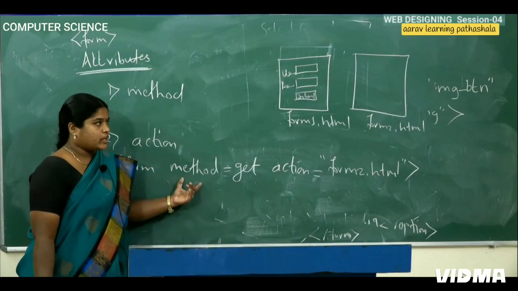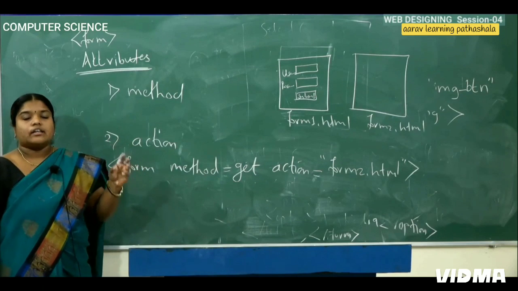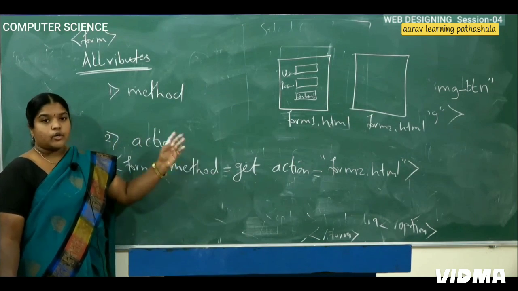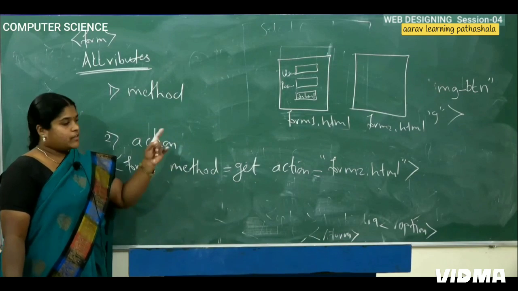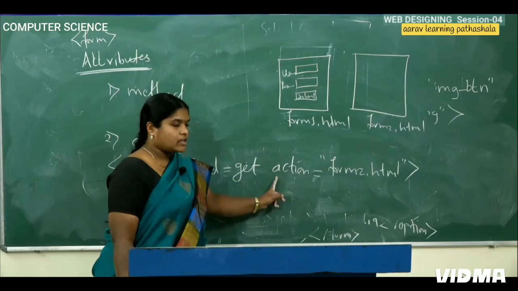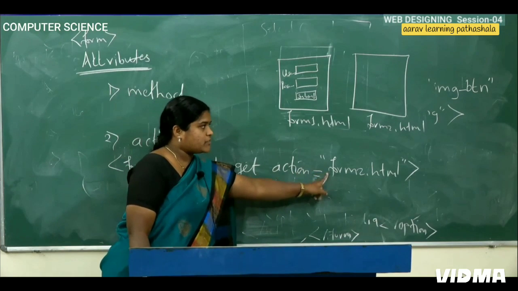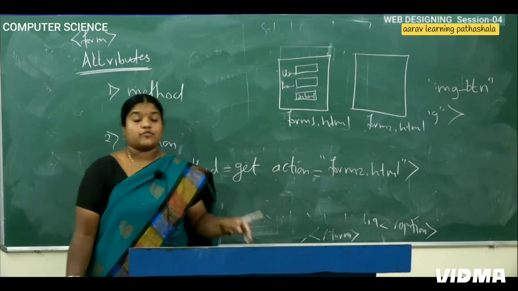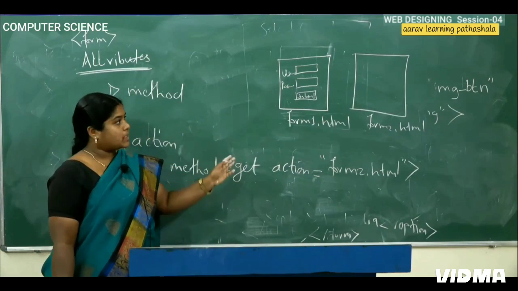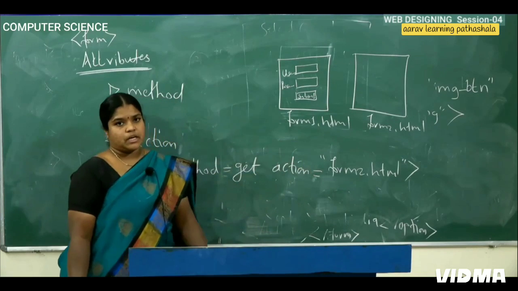See, two things you need to know here. When you click on submit button, the browser will submit that particular page to the next page, which is mentioned in the action attribute. Here in the action attribute, we have specified the next page as form2.html. So as soon as you click on the submit button, the next page that will appear is form2.html.